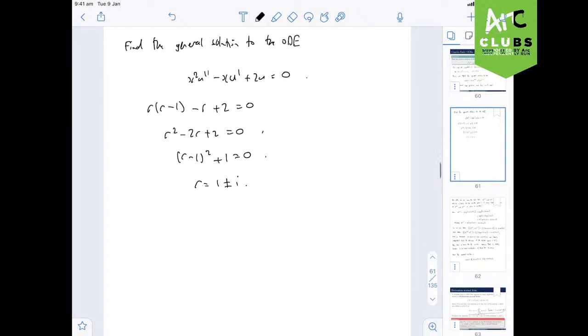So using our lemma, it seems like our general solution would just be u of x equals c1 x to the 1 plus i plus c2 x to the 1 minus i. But we kind of want real solutions. This is just not real, it's not always real. So what can we do to make our solution real? Does anyone know?